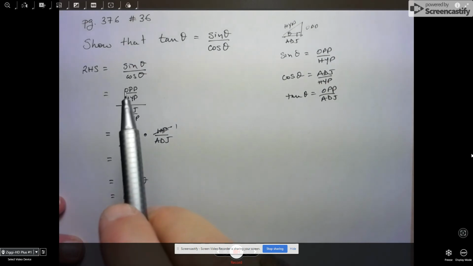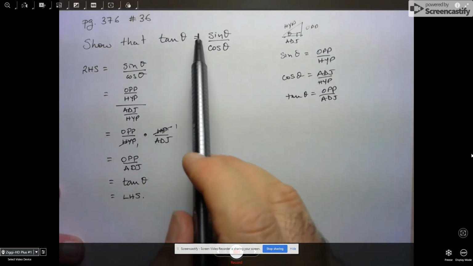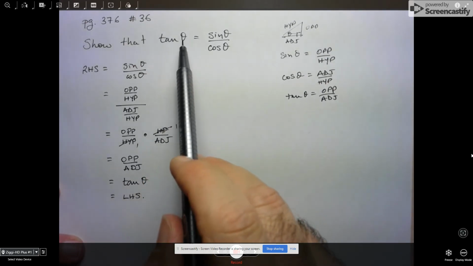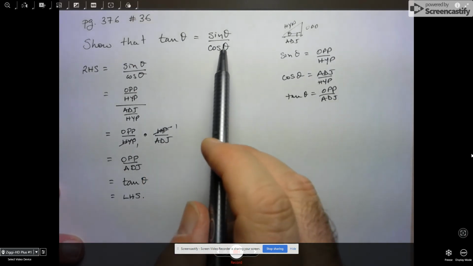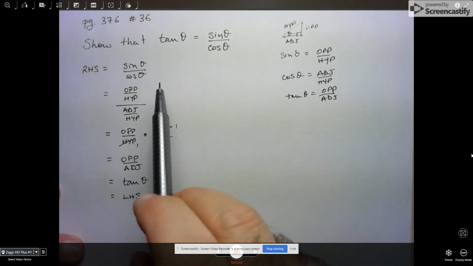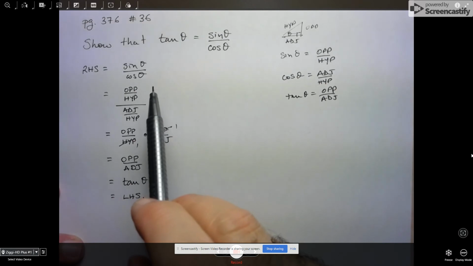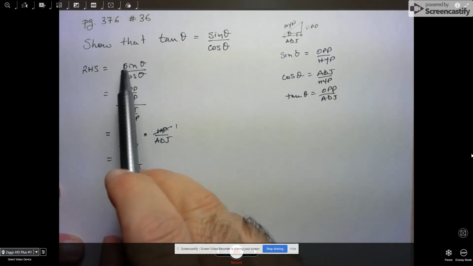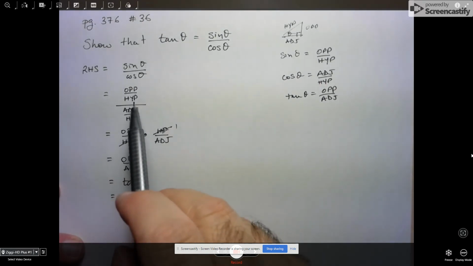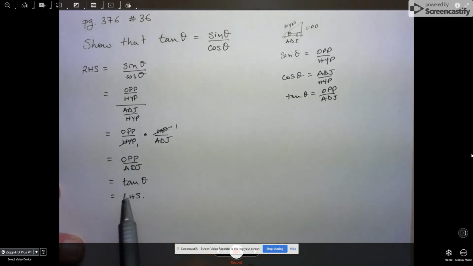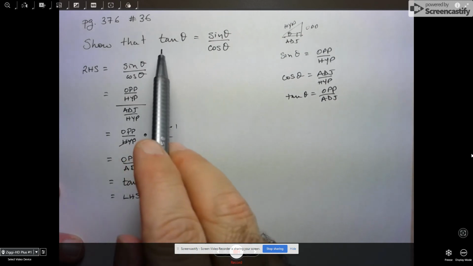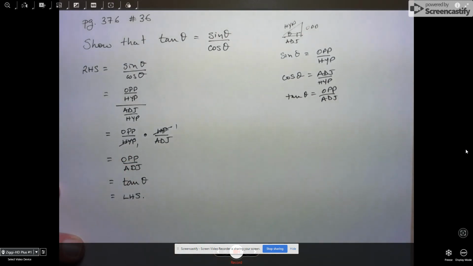Just to recap, when I want to show that an equation is always true, I can't just stick in specific values, because that's just proving it's true for some values. What we have to do is start with one side of the equation and manipulate it so that we end up getting the other side of the equation. And so we show that these two sides are equal all the time. That's it for this one.